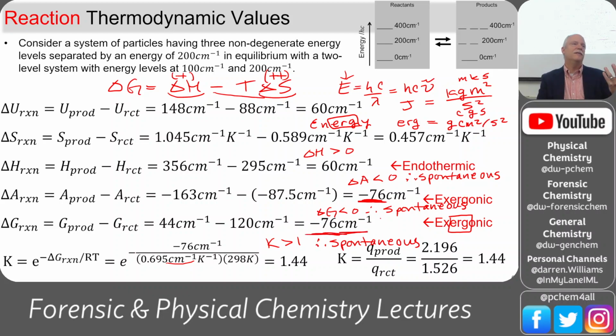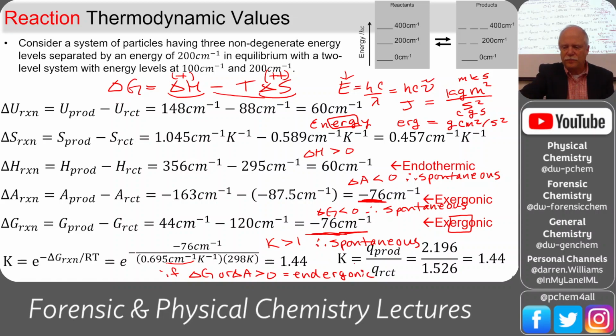and therefore spontaneous. What do you think if this was greater than zero? What would we say? Endergonic. Just like endothermic, we just say endergonic. So if delta G or delta A is greater than zero, we say it's endergonic. Okay, so you might want to write that down. And if it's endergonic, it's not spontaneous.